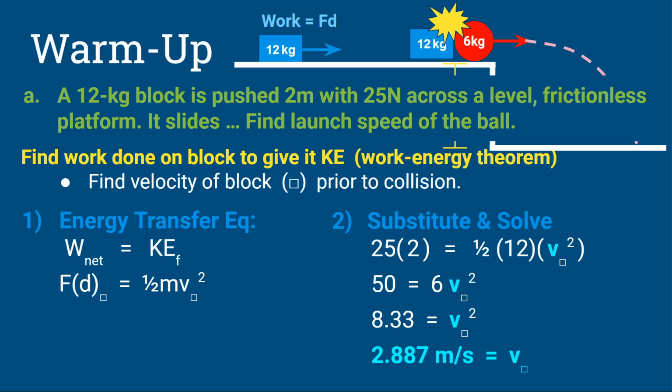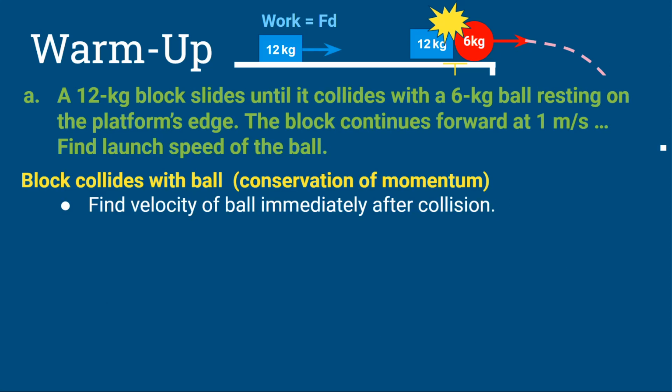All right, so now that we know how fast it's going, we can focus on the collision. The block is going to slide at that speed that we just found, and it's going to hit a ball that's at rest, and that's what it said in the question. I have that part of the question up here. And so we're going to try to find the velocity of the ball immediately after the collision. The reason we want to do that is because one of the questions we're asked is how far away the ball lands. So we obviously need to know how fast it's going when it gets launched so that we can determine its range. So we also need to find the launch speed of the ball.